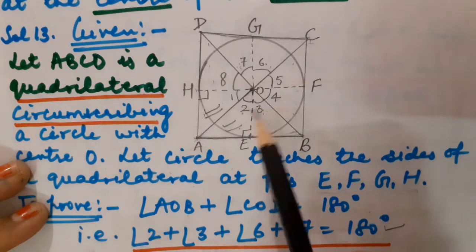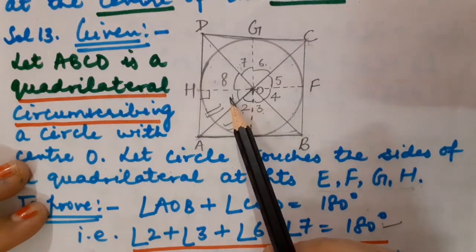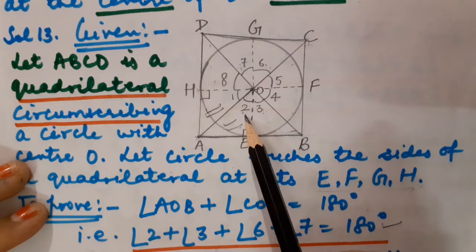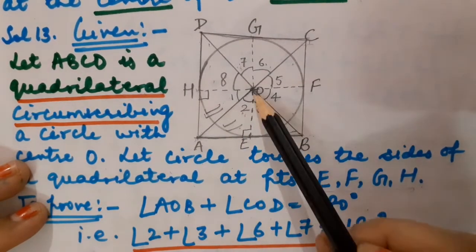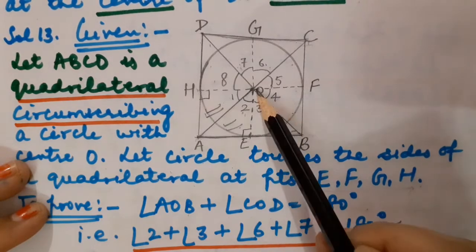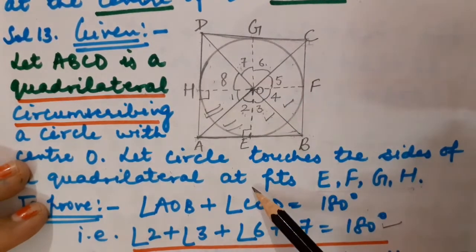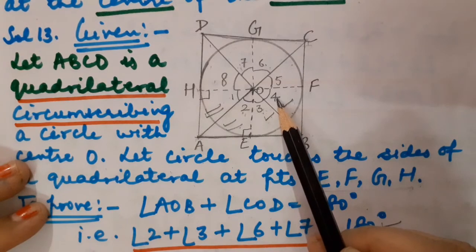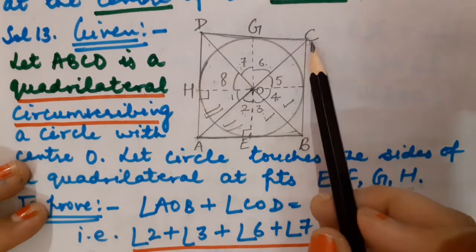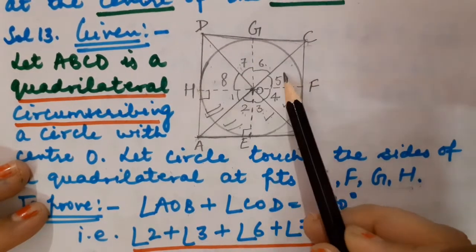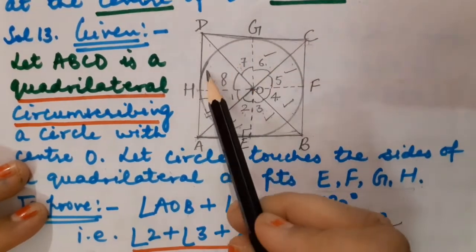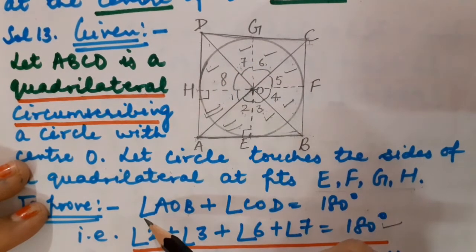Correct, children? So what can I say? I can say that angle 1 is equal to angle 2 by CPCT, that is, corresponding parts of congruent triangles. Children, in the same manner, we can prove that BOE and BOF, these two are also congruent. So it means angle 3 must be equal to angle 4. In the same manner, COF must be congruent to COG, so angle 5 must be equal to angle 6. Similarly, angle 7 must be equal to angle 8.